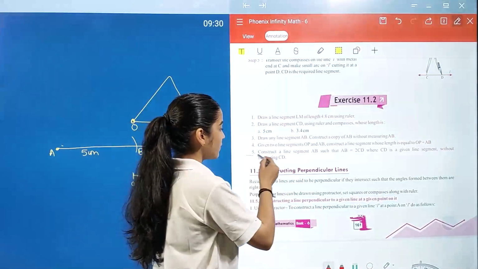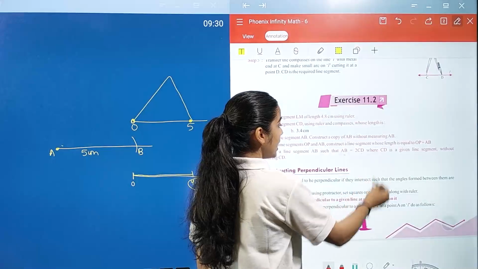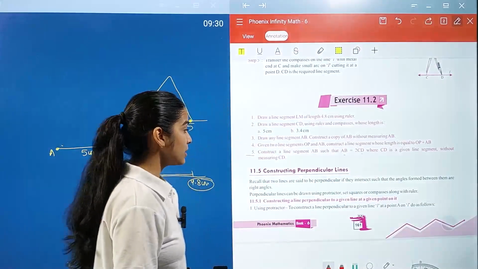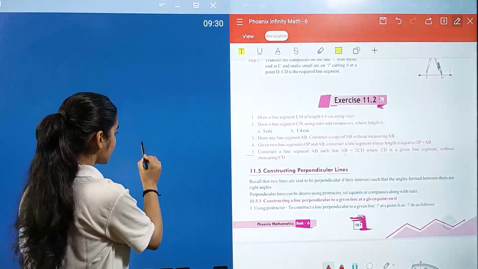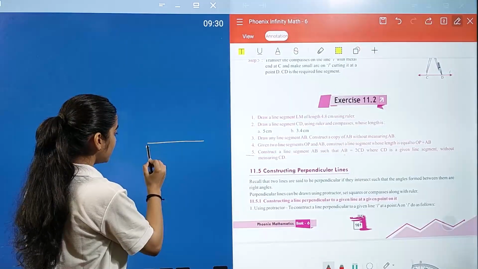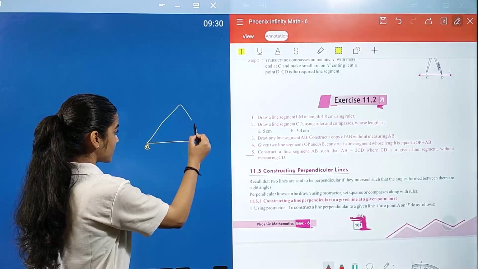Now we have question number 5. Construct a line segment AB such that AB is equal to 2CD, where CD is a given line segment, without measuring CD. So how can you do that? First of all, this is your CD. Measure it with the help of your compass.